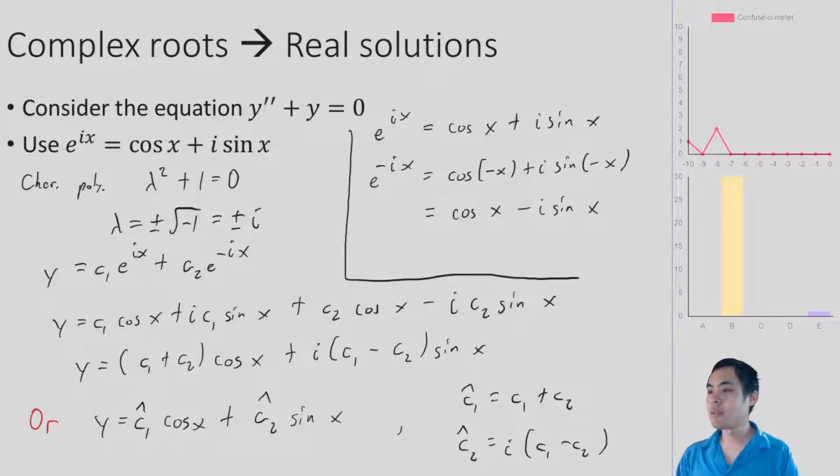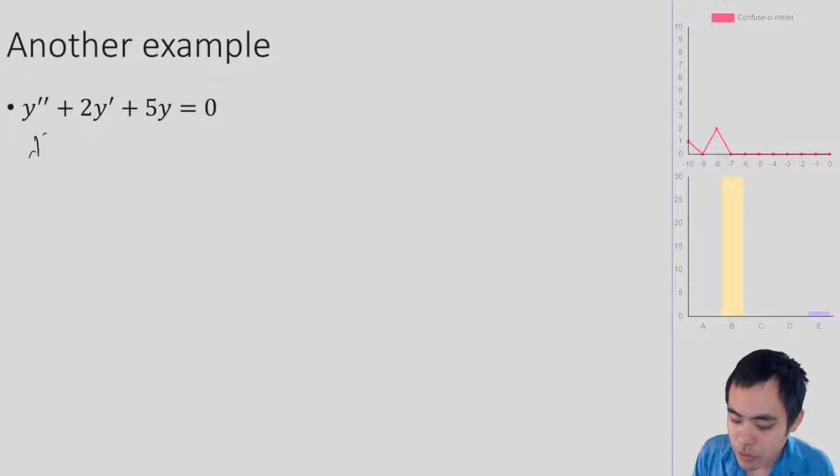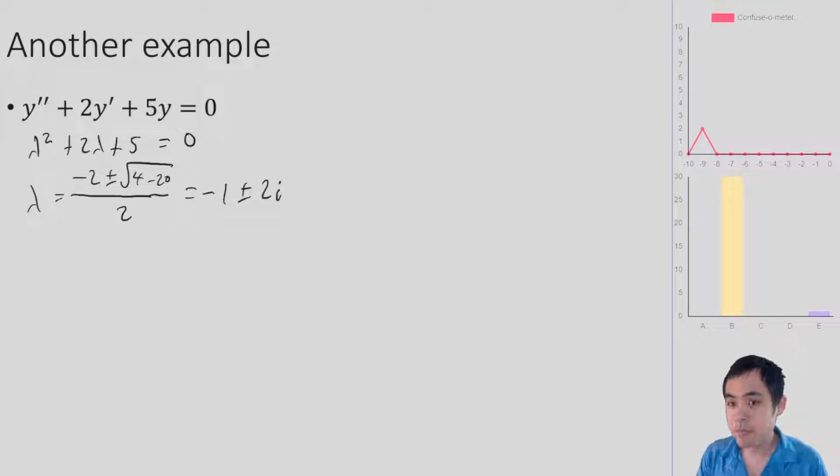Okay. Let's give another example because this is a little bit tricky to understand. So y double prime plus 2y prime plus 5y is equal to 0. So again, the first thing you do is you write out the characteristic polynomial. Lambda squared plus 2 lambda plus 5 is equal to 0. And therefore, by the quadratic formula, lambda is equal to minus 2 plus or minus the square root of 4 minus 20 over 2. When you solve this all out, this ends up being minus 1 plus or minus 2i.